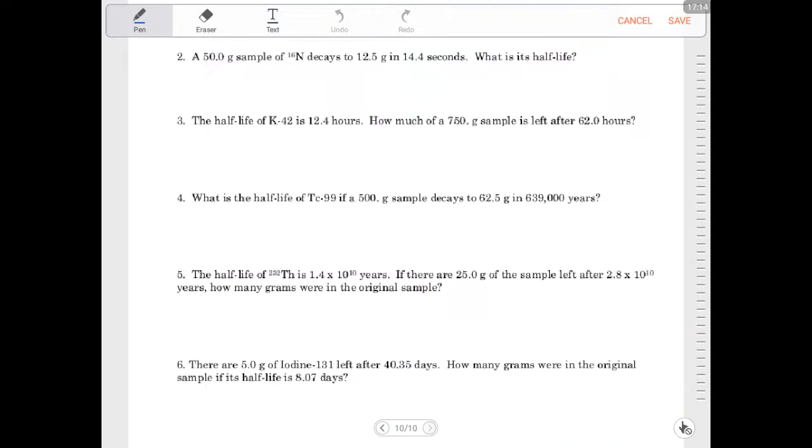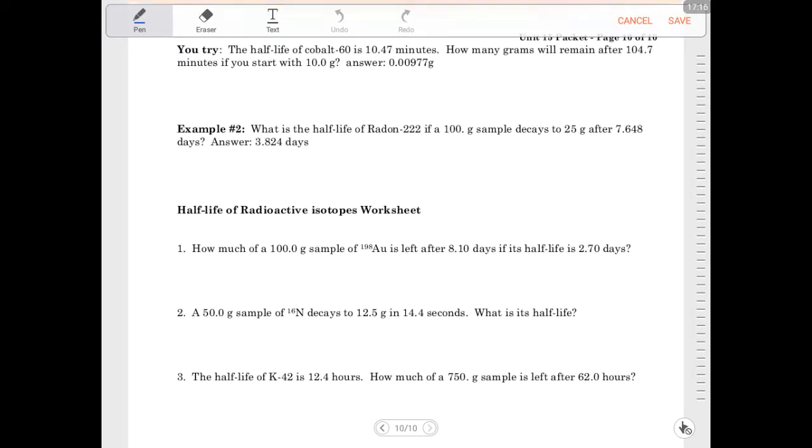Let's do another problem here. I want you guys to try this one. So, sub, please pause the video at this time. Give them a couple minutes to work it out.